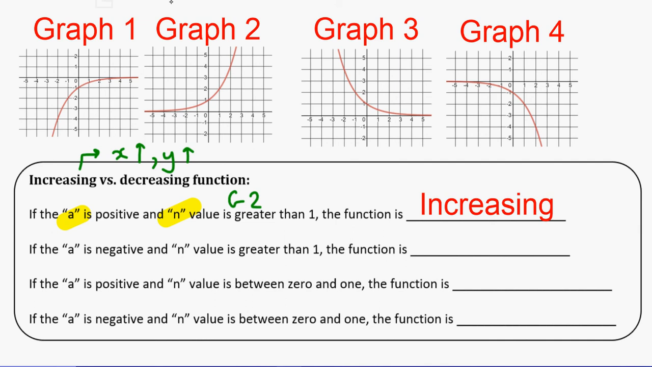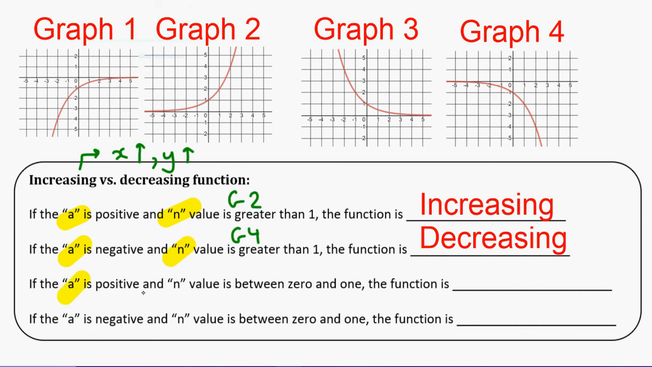Next one. If a is negative, so reflected, but n is still greater than 1, that would be basically graph 2 but reflected through the x-axis, so that's going to be graph 4. So this guy here would be graph 4. And as you can see, in graph 4, as my x values get bigger, my y values start going down, so we call this a decreasing function.